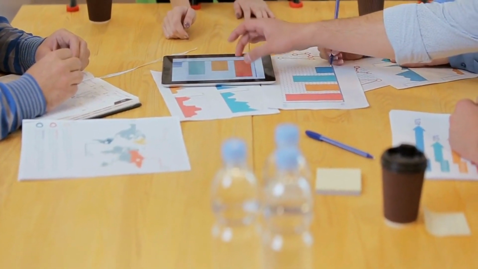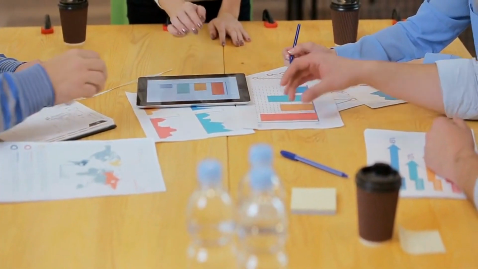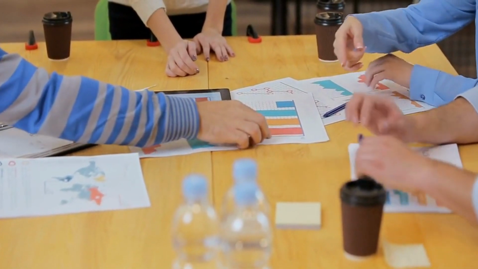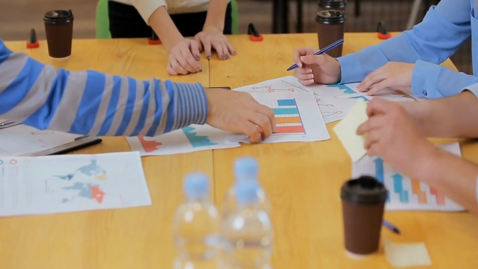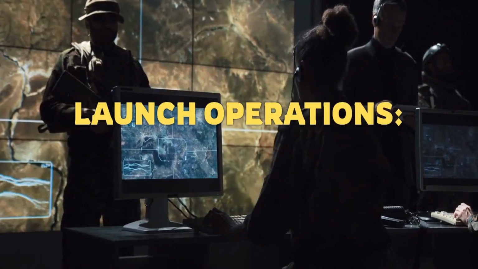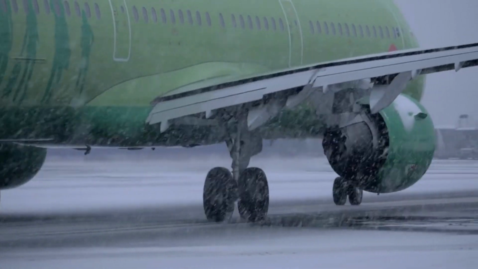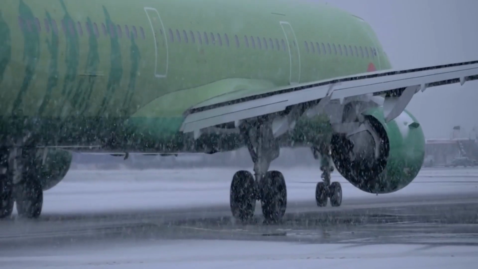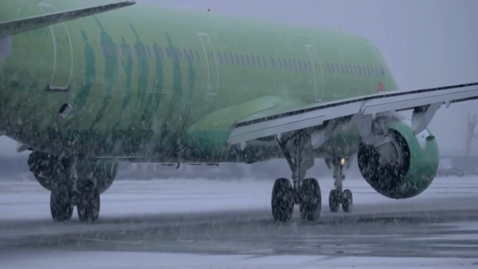Develop marketing and advertising strategies. Develop marketing and advertising strategies to promote your airline and attract customers. Launch operations. Launch your airline operations, starting with a few routes and gradually expanding as your business grows.